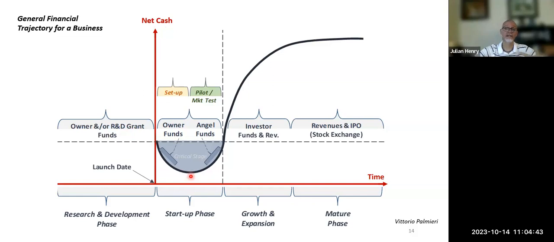But as you start selling product or start selling service, your balance starts slowly turning around. Sorry if you're hearing that loud noise. I think they're just passing by the window there.